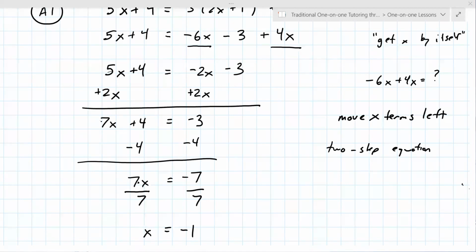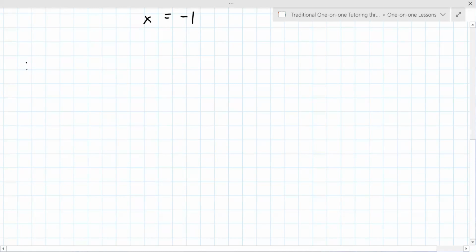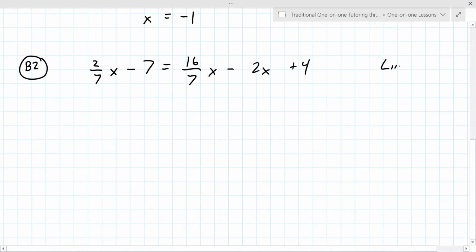All right, we're going to look at another linear equation. The solution is x equals -1, right? Yes. Okay. All right, so we're going to look at B2 next. 2/7 x minus 7 equals 16/7 x minus 2x plus 4. This is linear. It's linear because x is to the power of 1 everywhere.